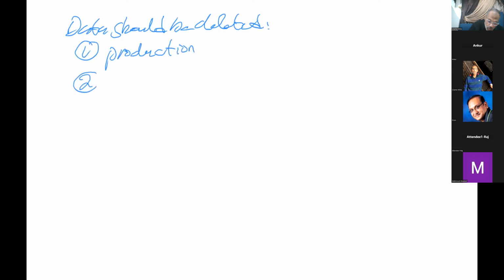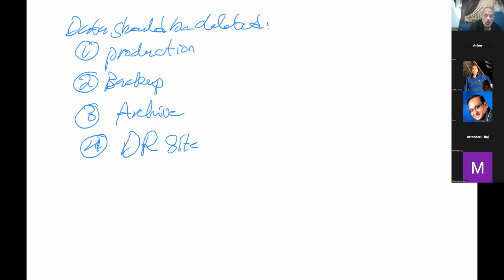Number two, if there is any backup. Number three, in the archive. Number four, in the disaster recovery sites. Because if you removed your application from production and still it is there in the backup, archive, or DR site, then this means that your data is still available there. And this means that you did not remove it.